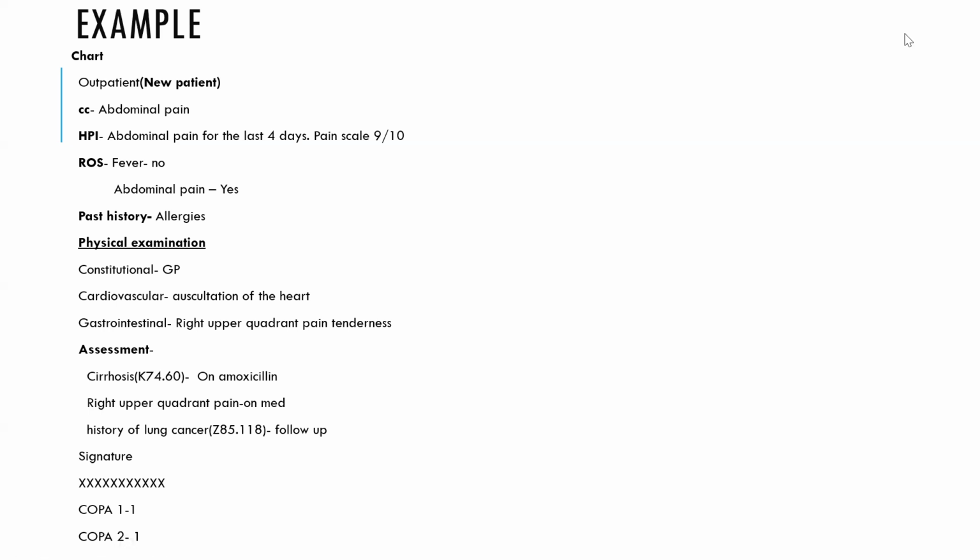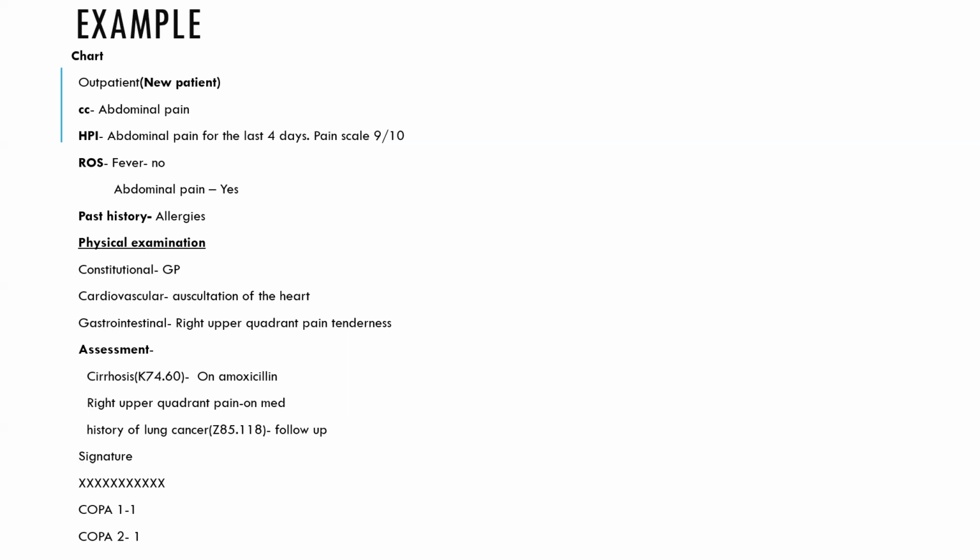Yes, sir. Okay. Be careful that you need to read the entire note. Don't directly jump to assessment and plan. You need to read the chief complaint, HPI, ROS, past history, physical examination, assessment, and then conclude what your total number of diagnoses would be, right? So after reading the entire note, could you please tell me how many diagnoses you can observe under assessment and plan?